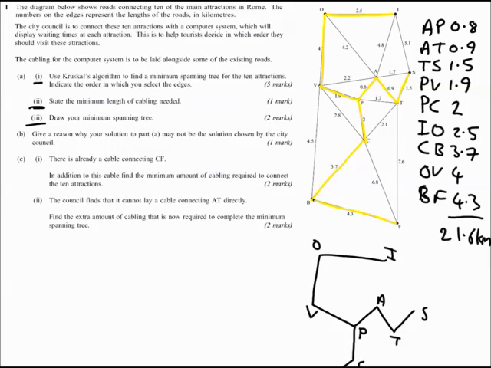Okay. Happy days, we've got 8 marks so far. Give a reason why your solution to part A may not be the solution chosen by the City Council. It could be that one of the roads isn't appropriate, or if for some reason they don't want to dig up a road. So your answer to that would be, a road may not be appropriate.